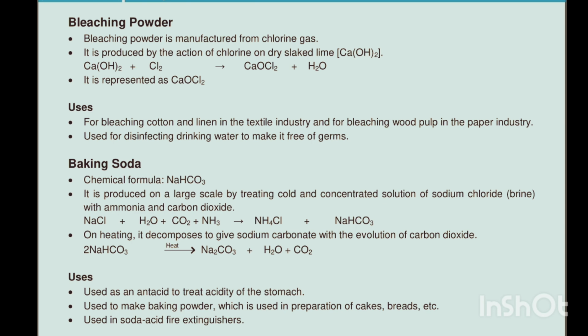Next, the uses: where are we using this baking soda? Baking soda is used as an antacid to treat acidity of the stomach. I think you have heard about Eno and similar products, right? In that we are using this. It is also used to make baking powder, which is used in the preparation of cakes and breads.